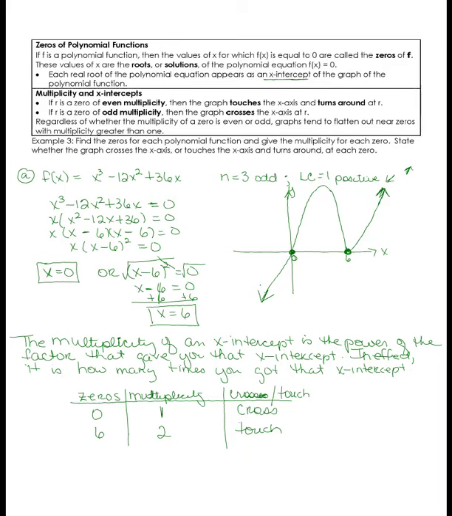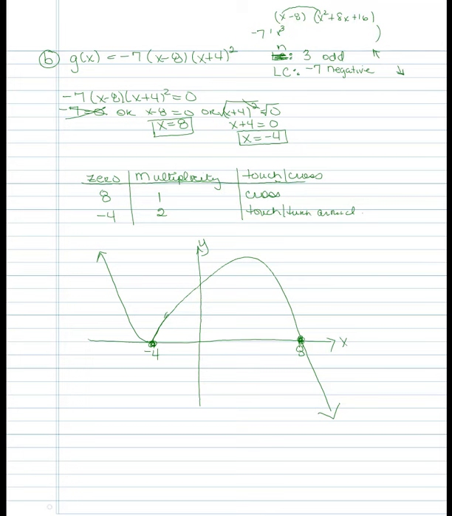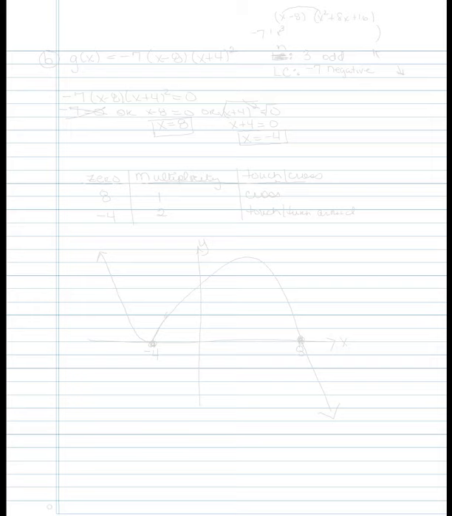Okay, let's do another example. Hopefully you have some room on your paper. I don't. And we're going to follow through with the same directions. Find the zeros for each polynomial function. Give the multiplicity for each 0. Then state whether the graph crosses the x-axis or touches the x-axis and turns around at each 0.